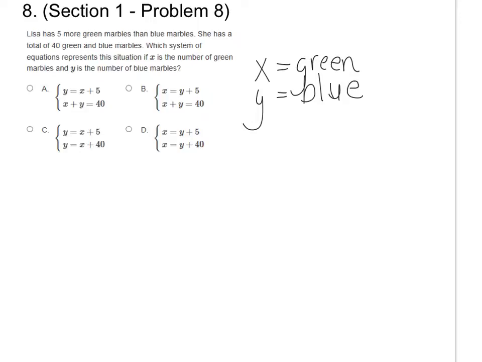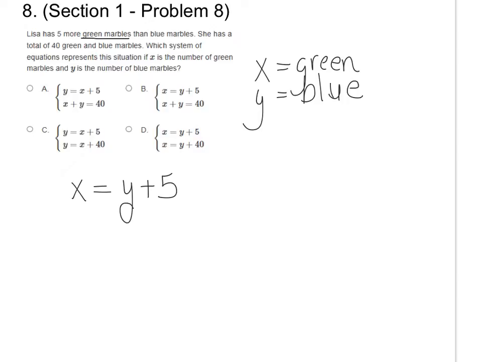Now, I think an important sentence here is at the top where it says she has 5 more green than blue. 5 more green than blue. So that means that she has more greens, right? So the number of greens, x, is equal to however many blues she has plus 5. Because if you take the number of blues and add 5 to it, that would be how many green, and she should have more green.